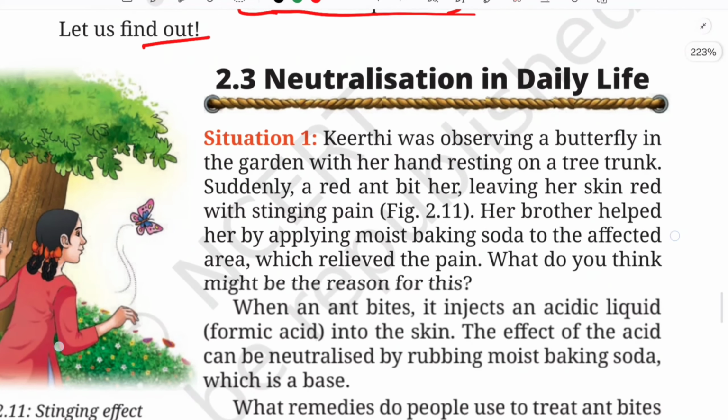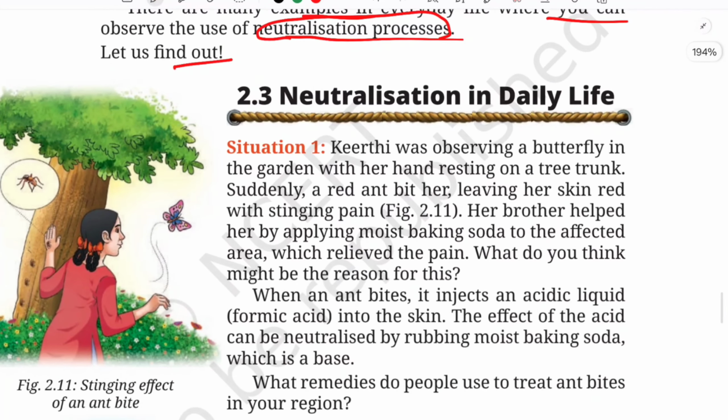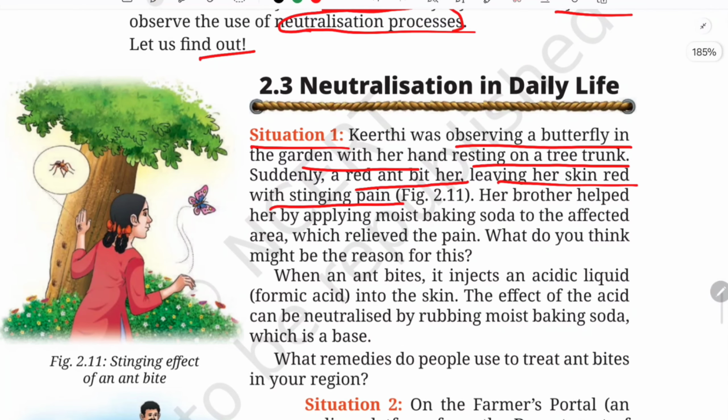Neutralization in daily life. The first situation. Kriti is observing a butterfly in the garden with her hands resting on a tree trunk. Suddenly, a red ant bites her, leaving her skin red with stinging pain. So, what happens here? Kriti is observing the flying of a butterfly, and while observing the butterfly, she puts her hand on the tree trunk.